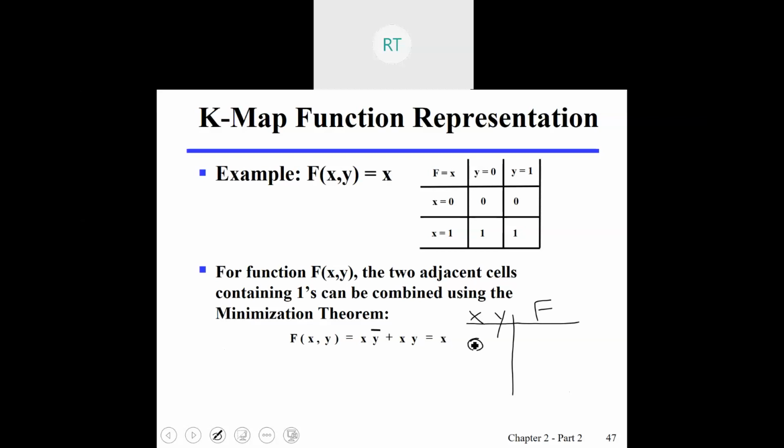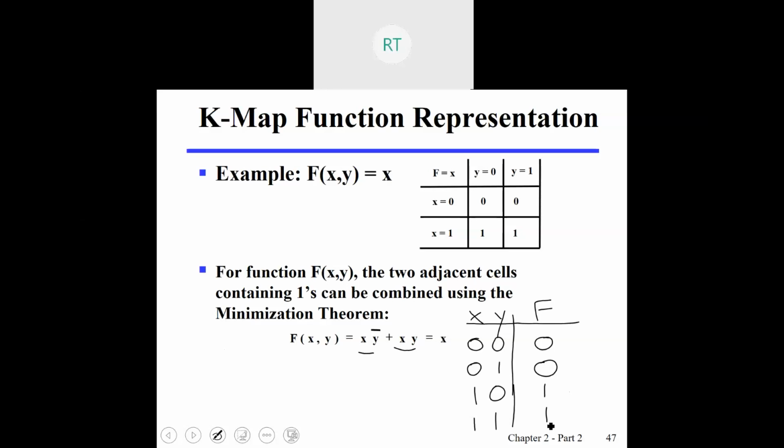0, 0, 1, 1, 0, 1, 0, 1. Where are my ones, please? Only you have two. When it is x y bar, it is 1, and when it is x y, it is 1. So how do I fill my f? On the ones, we put 1. Do you agree?